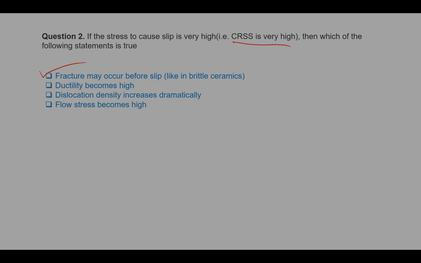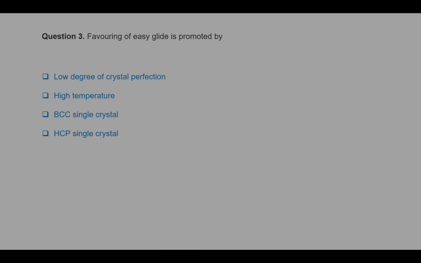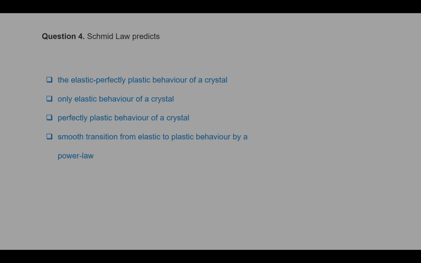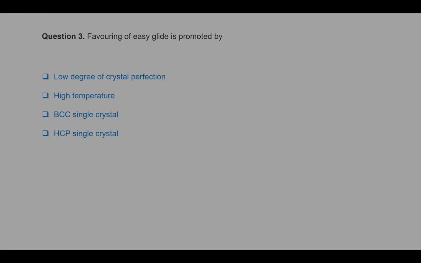Which of the following statements is true? The option number 1 will be true. Now question number 3: favoring of easy glide is promoted by. See here, low degree of crystal perfection. That means it will lead to defects. It refers to defects.